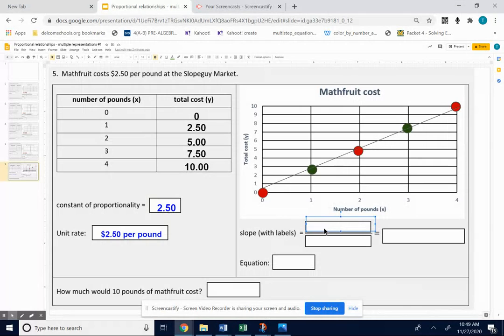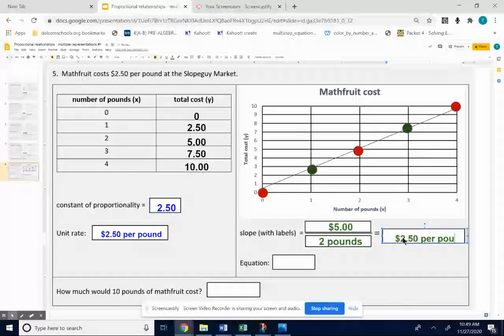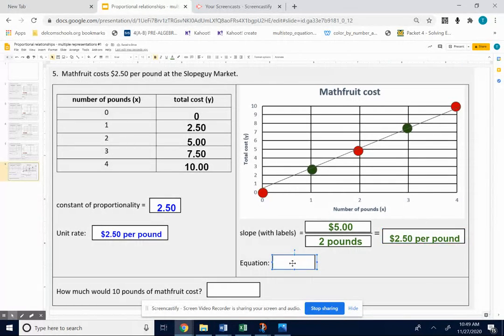So my slope here, I'm going up $5. I'm going over 2 pounds. So my slope, if I take 5 divided by 2, I get 2.5. So it's 2.50 because it's money, $2.50 per pound. So my equation is y equals 2.5. You can have the 0 in the equation or not. It doesn't really matter, but I went ahead and stuck it in. Y equals 2.50x.